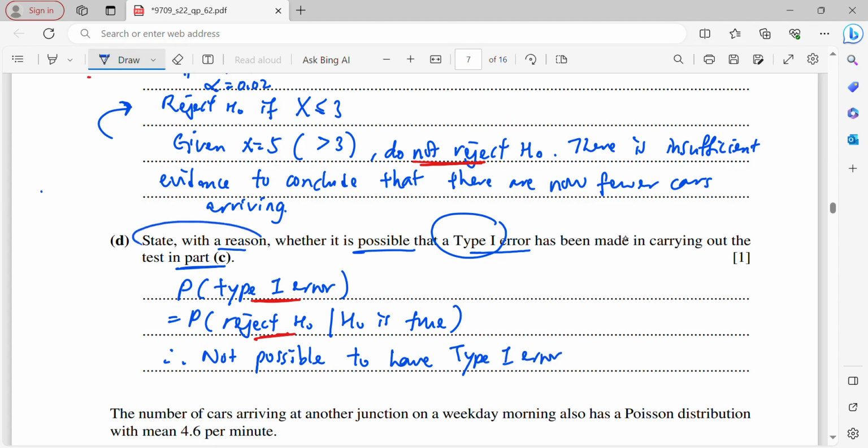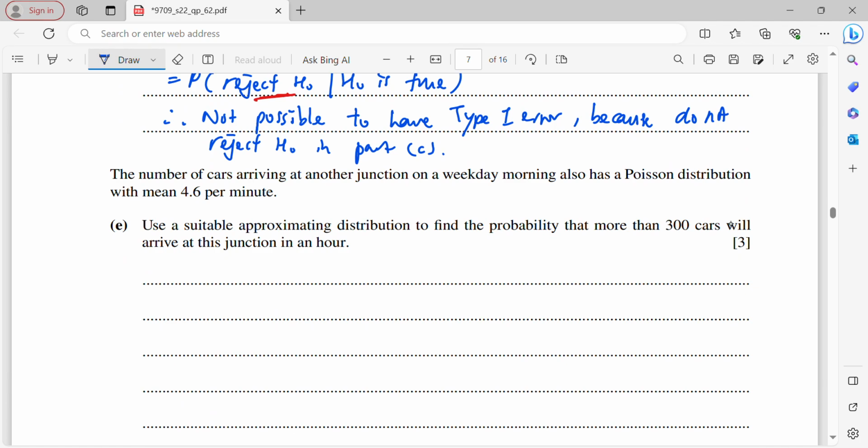Because now you need to state with a reason. So not possible is the conclusion. What is the reason? Because we do not reject H0 in part C. Okay.